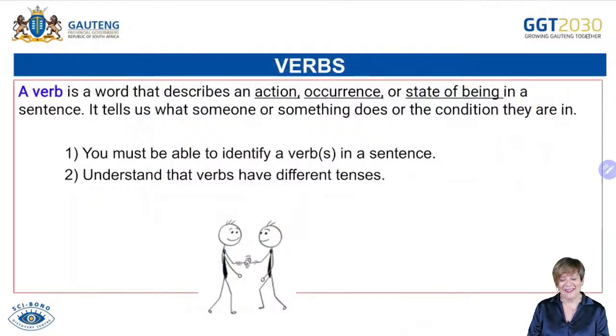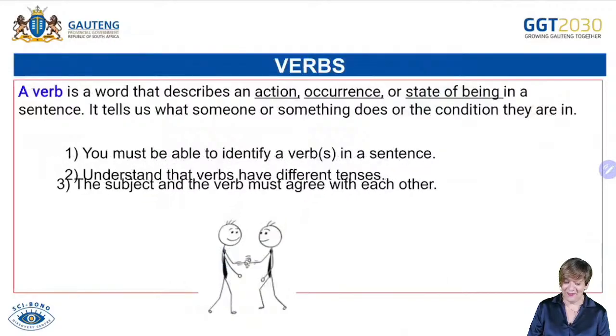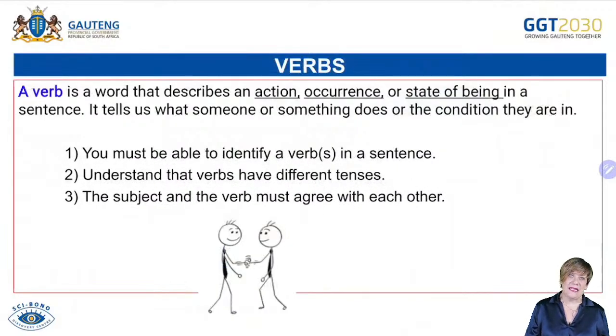And lastly, I need you to remember the third one, that your subject and your verb must agree with each other. Do you remember when we started with your baseline assessment, and you had to identify the errors? One of the errors was subject-verb agreement, where we had "has" instead of "have". So always make sure you look out for those ones.